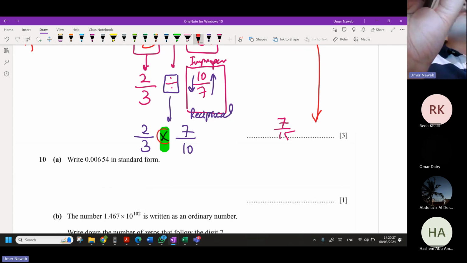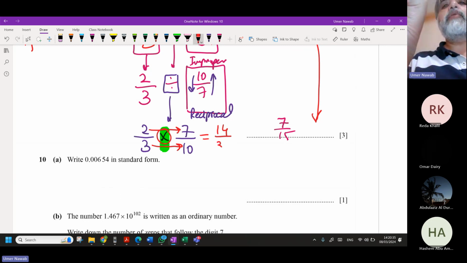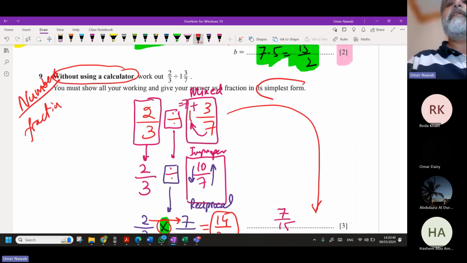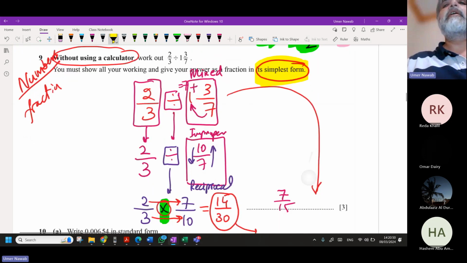Whenever you have a multiplication sign, 2 multiplies with 7 and 3 multiplies with 10. So 2 times 7 gives you 14 and 3 times 10 gives you 30. But this is not my answer. You will get only one mark from the examiner. You have to give the answer in the simplest form. Did you see that? The examiner wants the answer in the simplest form.